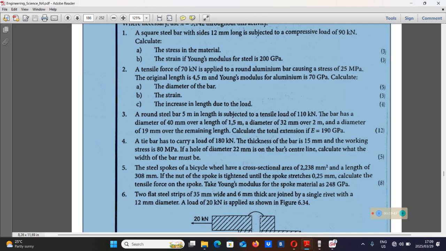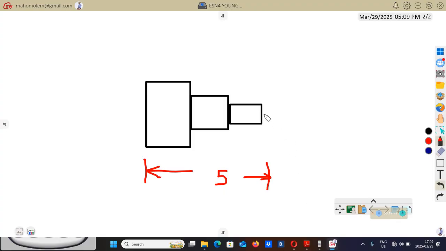And is subjected to a tensile load of 110. So we're going to apply a tensile force of 110.